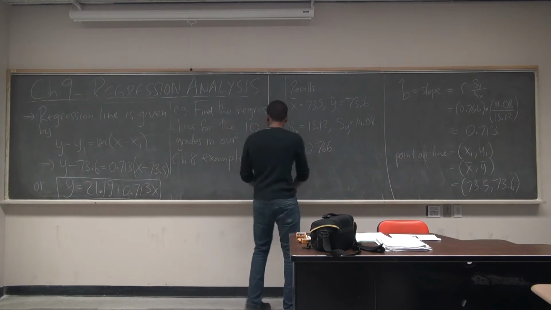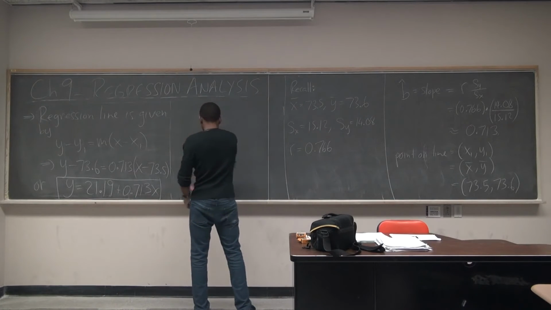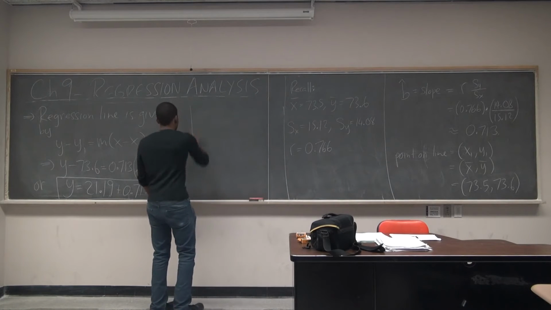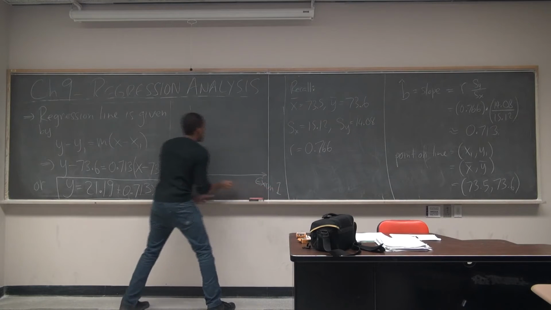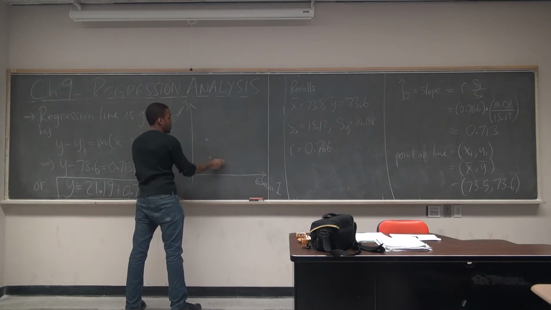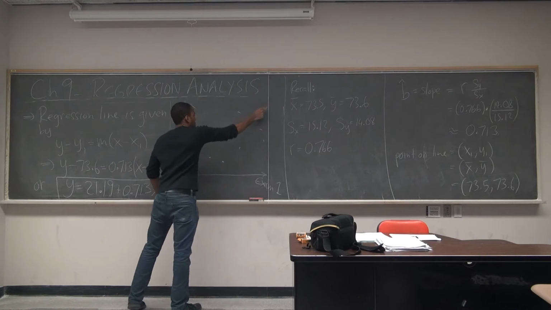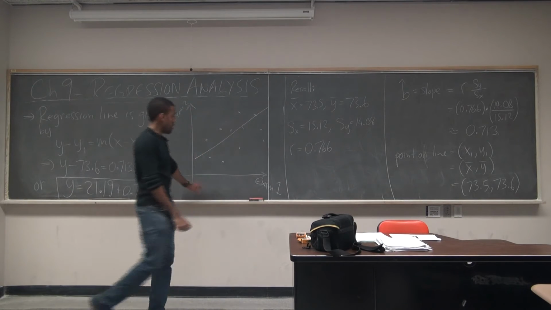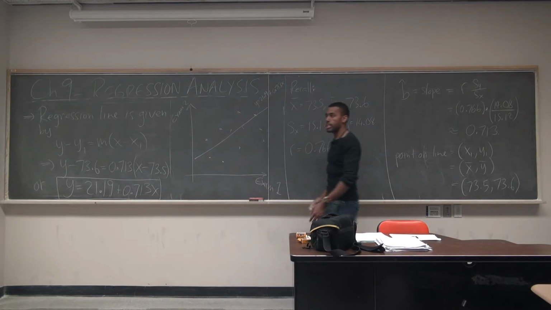So if I were to plot these grades, the scatter plot for these grades, so this represents exam 1 grade, and this was exam 2 grade, and they were like scatter plots. Then the equation of the line that's closest to all the points as possible would be y equals 21.19 plus 0.713x. That would be the equation of the line that best fits this data.